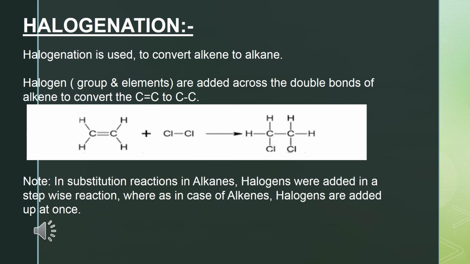Here you can see an example. I have taken chlorine, a Cl2 molecule, which is added to an alkene. After the addition, the alkene has been converted into an alkane, the chlorine has attached to the carbons, and the double bond has converted into a single bond. Then there is a note as well: in substitution reactions of alkanes, the halogens are added in stepwise reactions, whereas in the case of alkenes, the halogens are added all at once.